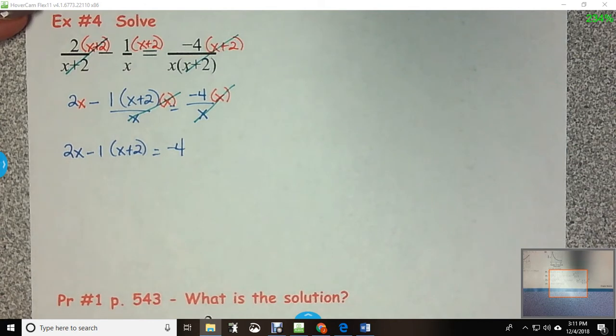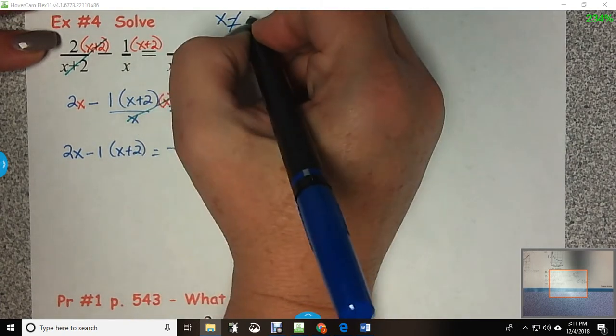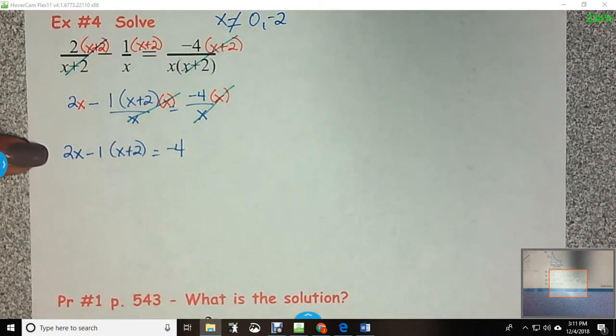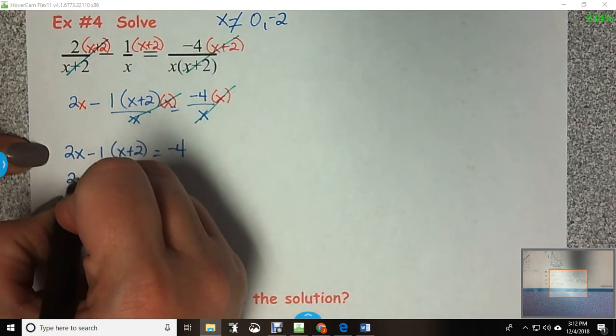But I forgot to do something at the very, very beginning. Who knows what it is? Restrictions. What are my restrictions? Negative 2 and 0. Okay. So now just solve the equation from here. To do that, I'm going to distribute my negative 1.